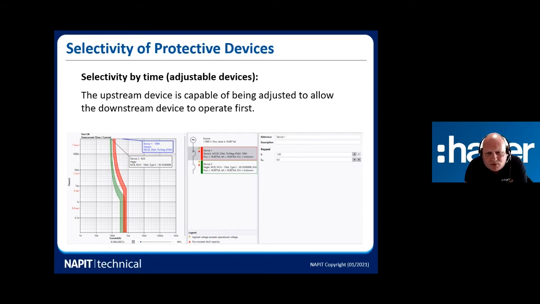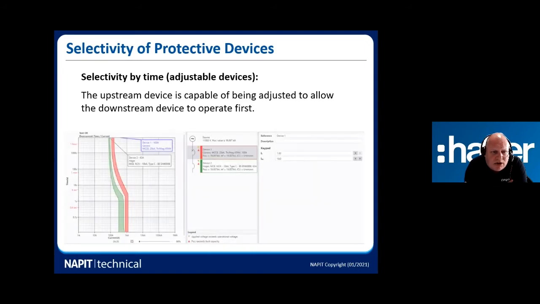Okay, so that's an adjustment we can make. If we make that adjustment to 10, we move that up a notch. We can see that what we've done is we've moved the magnetic factor of that MCCB away from the MCB. Again, there are things that we need to take into consideration with the design of the circuits, the design of the installation. But with these adjustable devices, it allows us to maintain selectivity again if we need to do that.